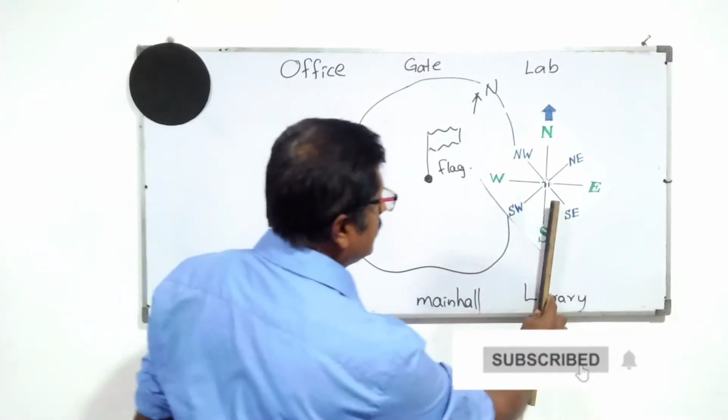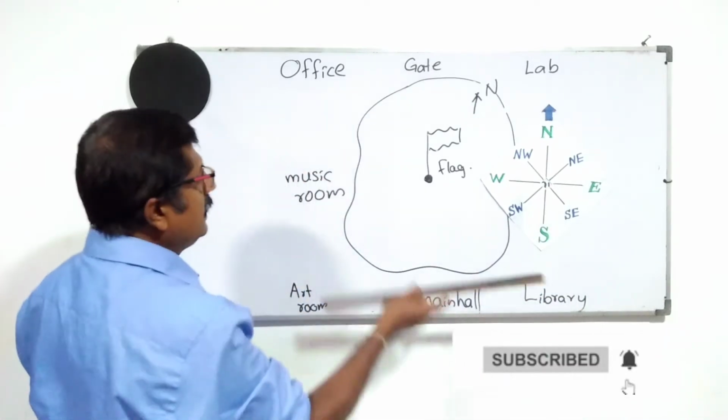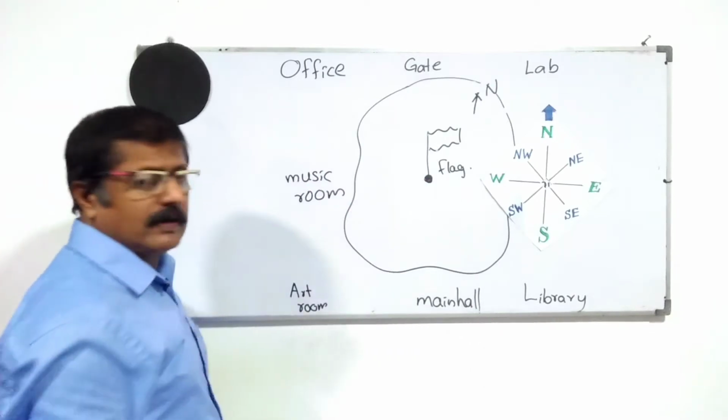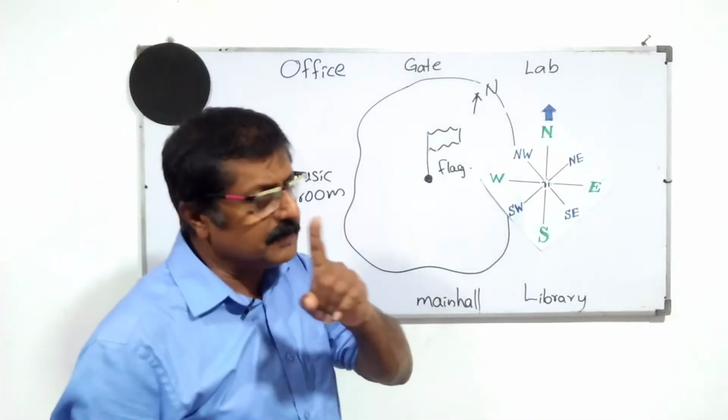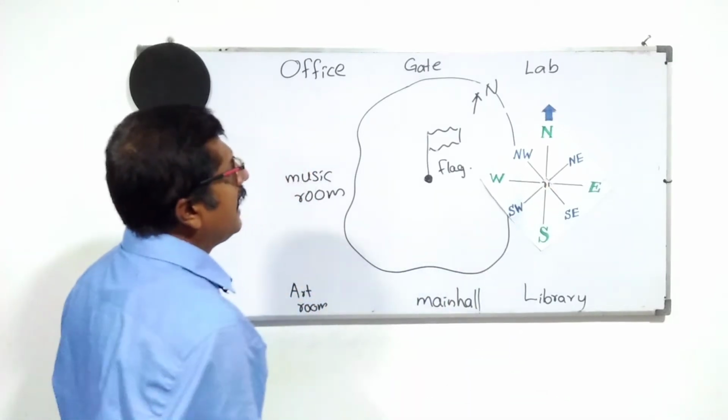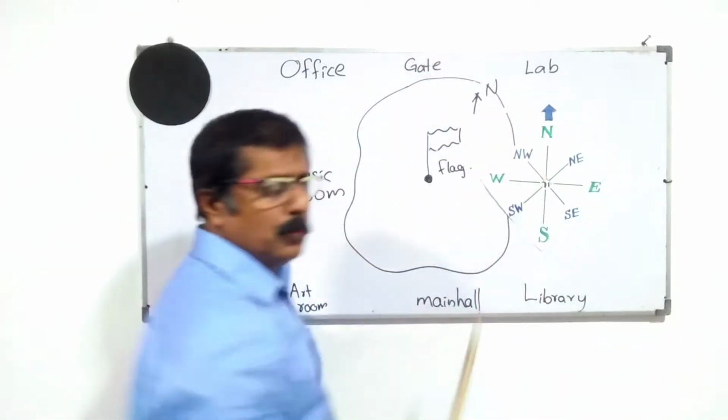And the library lies in the south. While the music room and the flagpole both lie in the west, as seen from the canteen. And the main hall lies in the southwest, and the gate lies in the northwest.